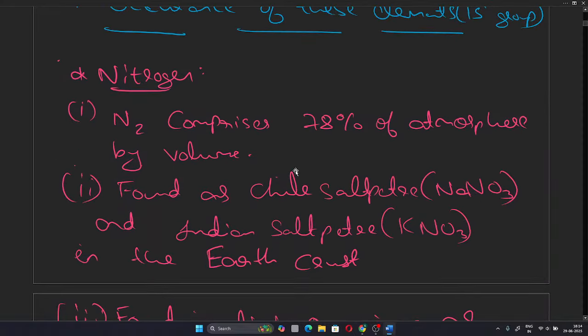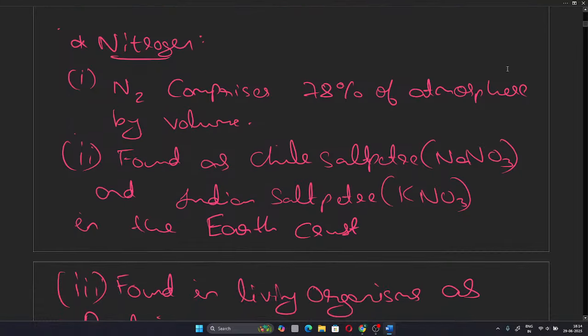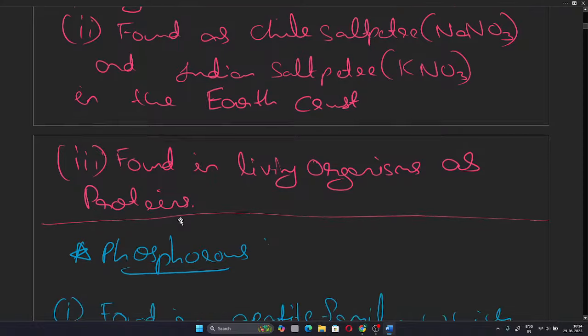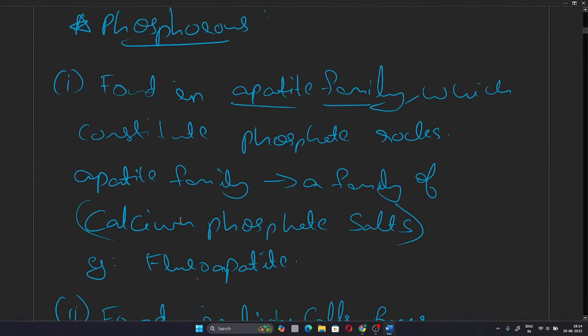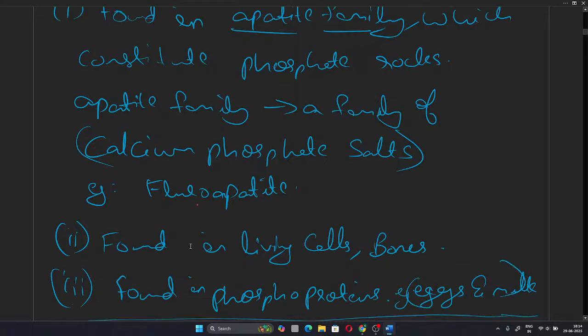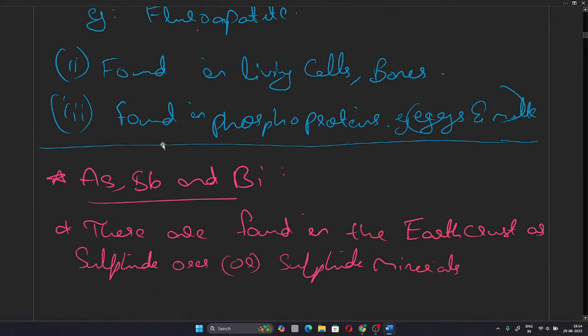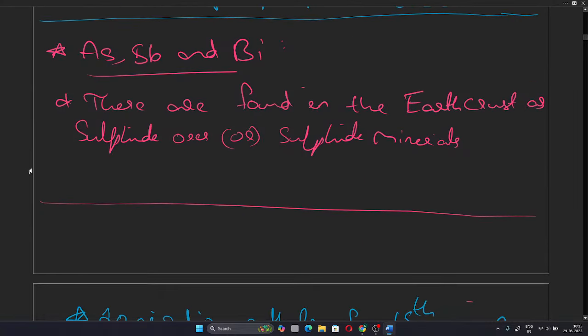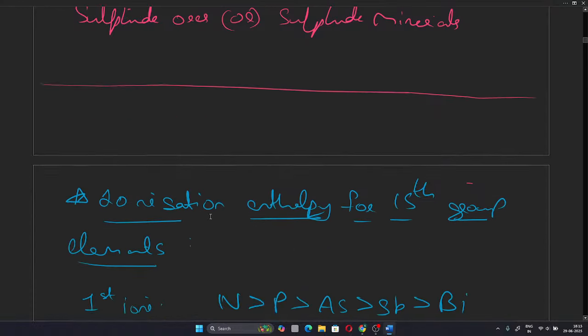Occurrence of these elements: nitrogen is found in the atmosphere, 78% of the atmosphere, found as Chile saltpeter, sodium nitrate, and Indian saltpeter, potassium nitrate, in the earth's crust, and found in living organisms as proteins. Phosphorus is found in calcium salts of the apatite family, which constitute phosphate rocks, for example fluorapatite, and is found in living cells, bones, phosphoproteins, eggs and milk. Arsenic, antimony, and bismuth are found in the earth's crust as sulfide ores or sulfide minerals.